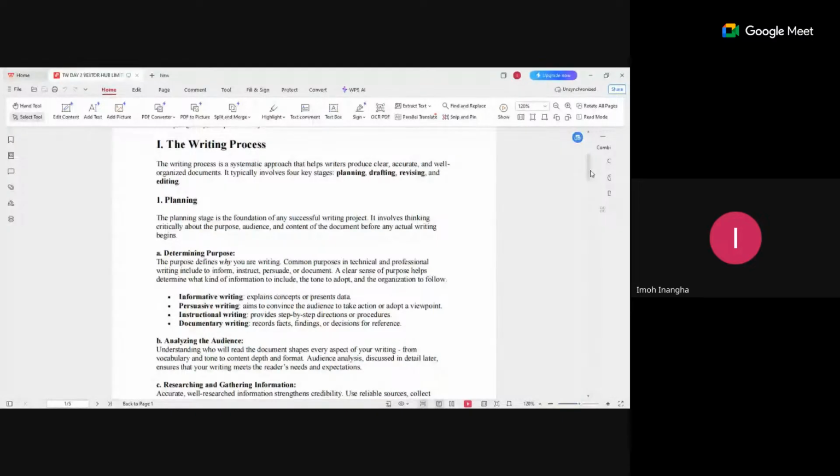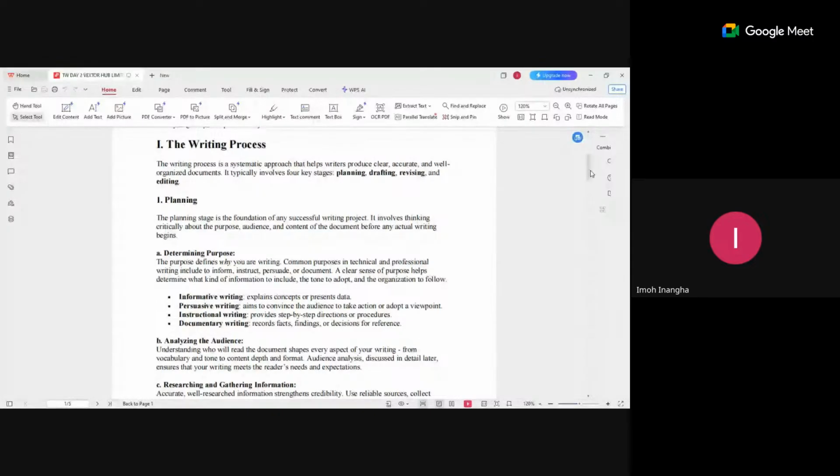Informative writing explains concepts or presents data. Persuasive writing aims to convince the audience to take action or adopt a viewpoint. You have instructional writing, which provides step-by-step directions or procedures. We have documentary writing. It records facts, findings, and decisions for reference.